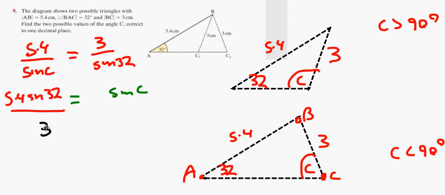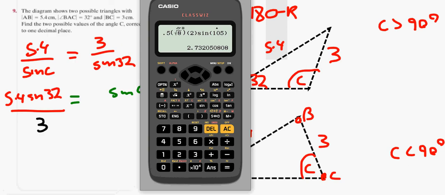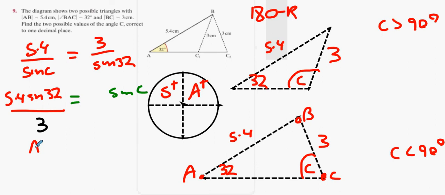and sine is clearly positive here. But what we're forgetting about is ASTC, which we did in the previous exercise. Sine is positive in both the first and the second quadrant. So the whole 180 minus R rule for the second quadrant will also come into play. So we're going to find out what sine C is. So we're going to say 5.4 sine 32 divided by 3. Okay, so answer equals sine C.